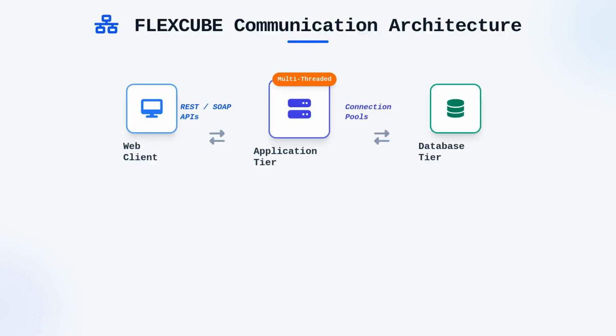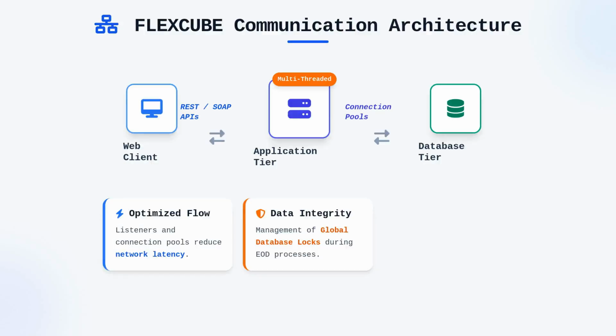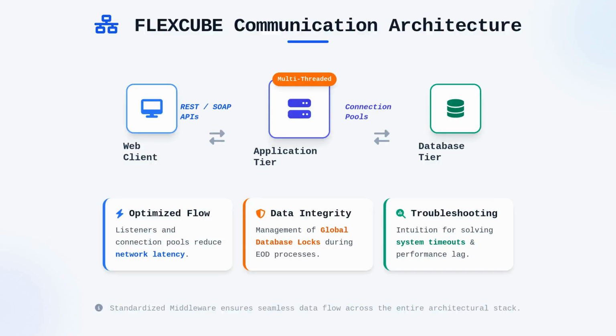If we consider the flow of information during an end-of-day process, the application tier must manage multi-threaded requests while simultaneously ensuring that global database locks are handled correctly to prevent corruption. The architecture is designed to manage this traffic through optimized connection pools and listener configurations that reduce the latency inherent in network-based tiers. By mastering this tiered approach, you not only prepare yourself for the examination, but also gain the required intuition for troubleshooting complex system timeouts and performance degradation in real-world scenarios.